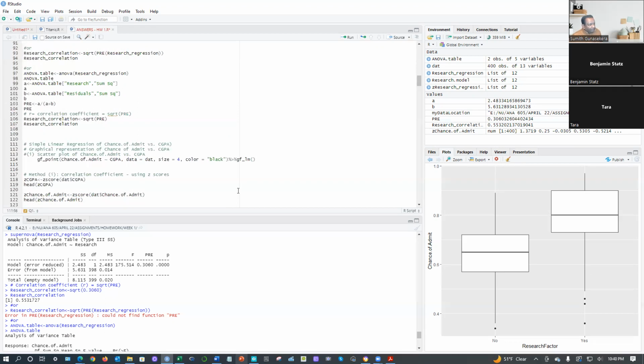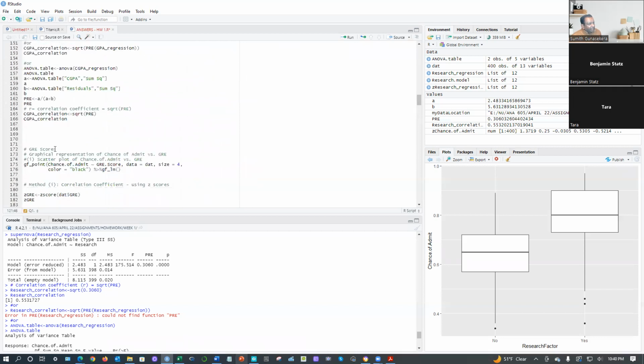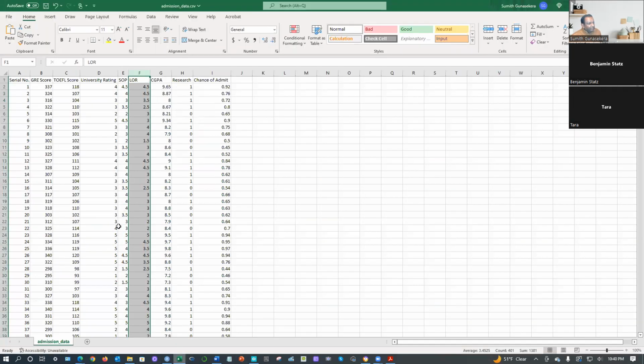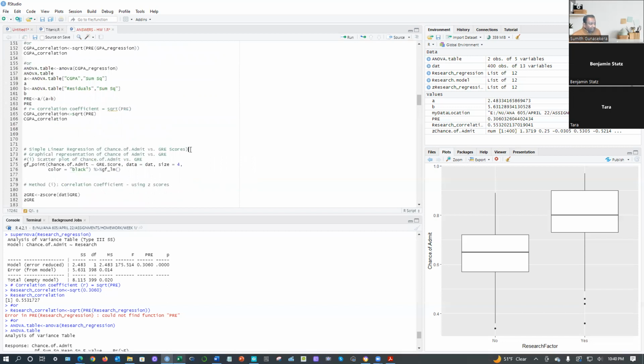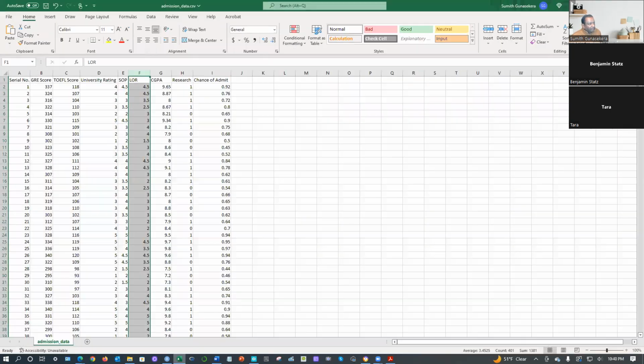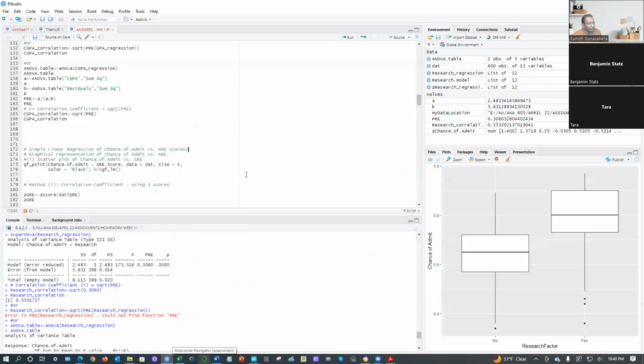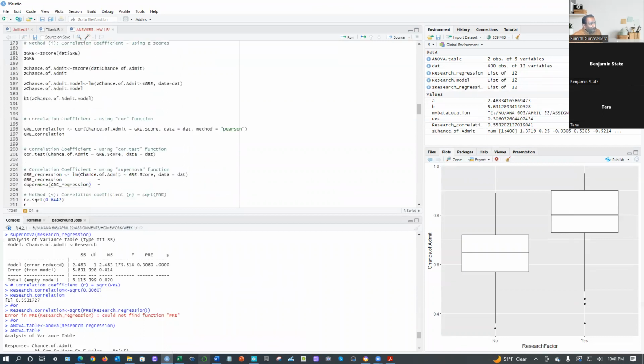For that one, you can see graphically whatever you want to see. Simple linear regression: chance of admit versus GRE score. Name it GRE score, put the same name as it is. Then you do the graphical representation.